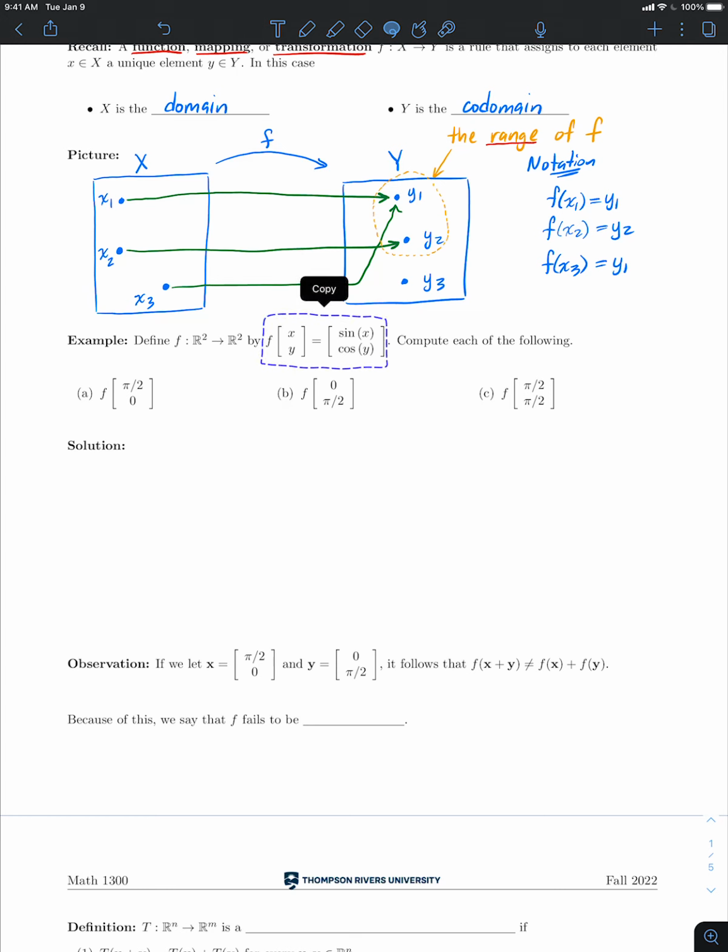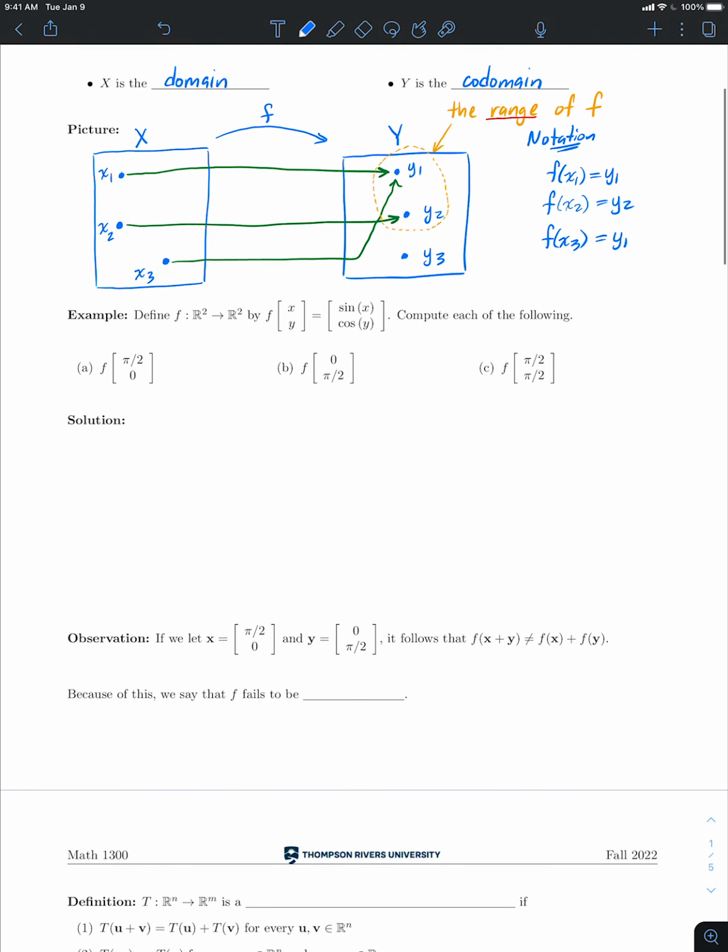So f takes an input vector that has 2 coordinates, x and y, and then what does it do? Well, it looks like what the function f does is it applies the sine function to the first coordinate, and it applies the cos function to the second coordinate. And using that rule, we can actually calculate some output values from the function f. So here's some examples. So let's look at f of (pi over 2, 0). So this means take the vector whose first coordinate is pi over 2 and whose second coordinate is 0, and plug that vector into f and see what you get back as output.